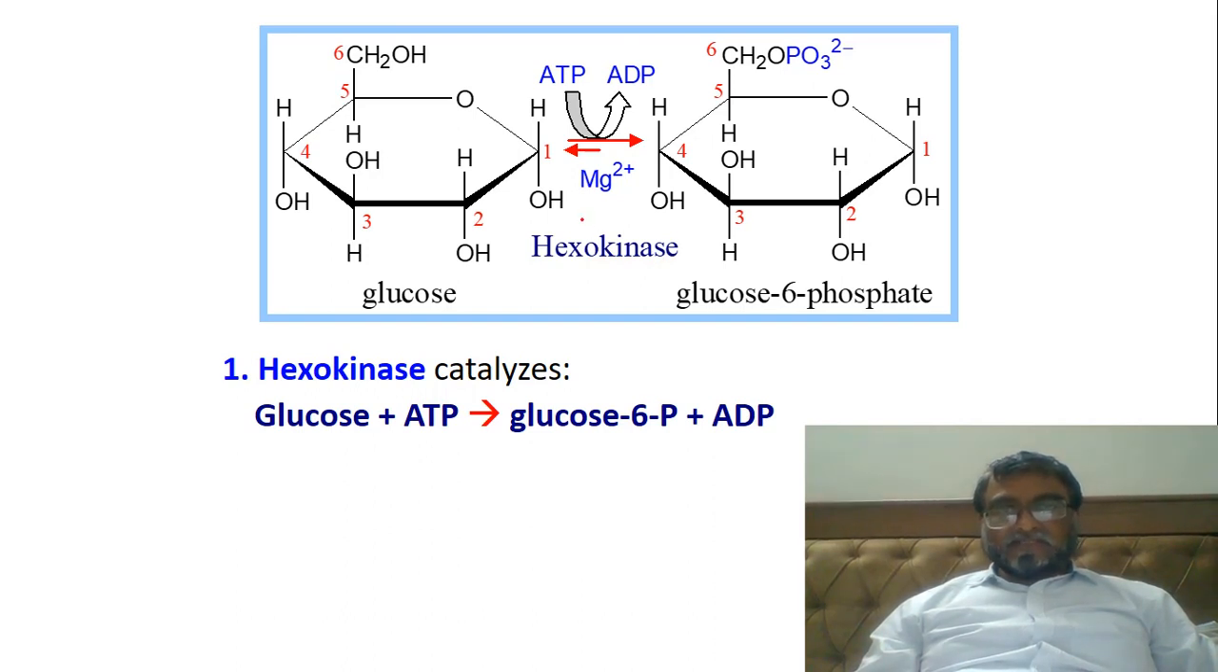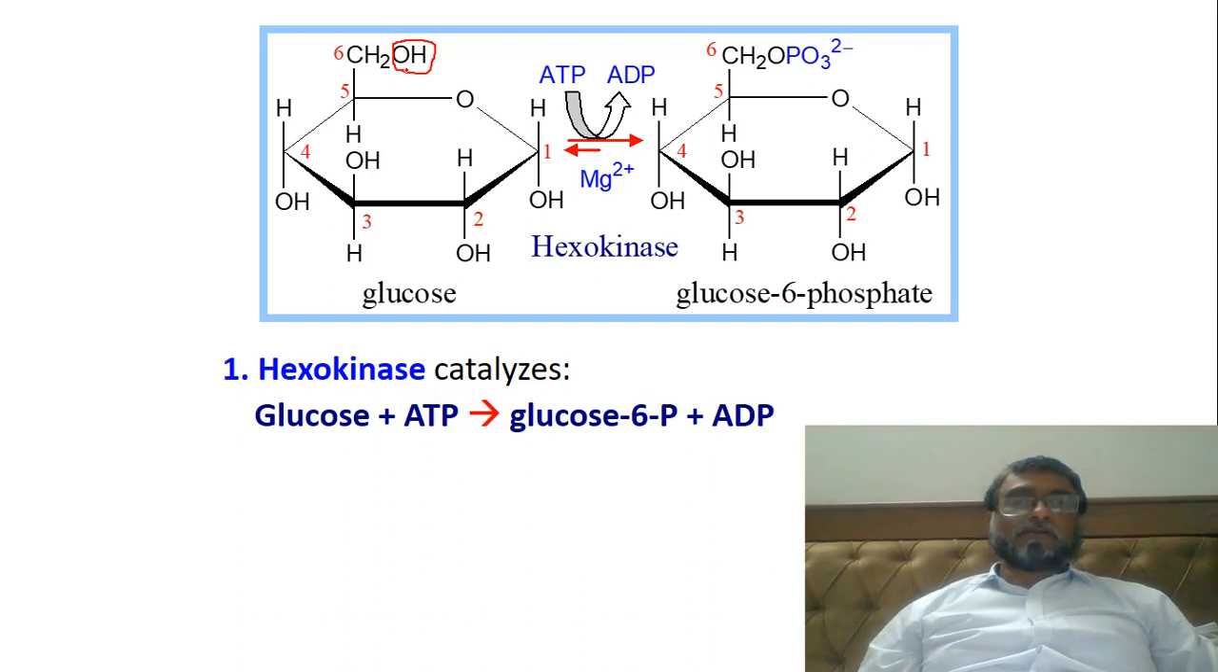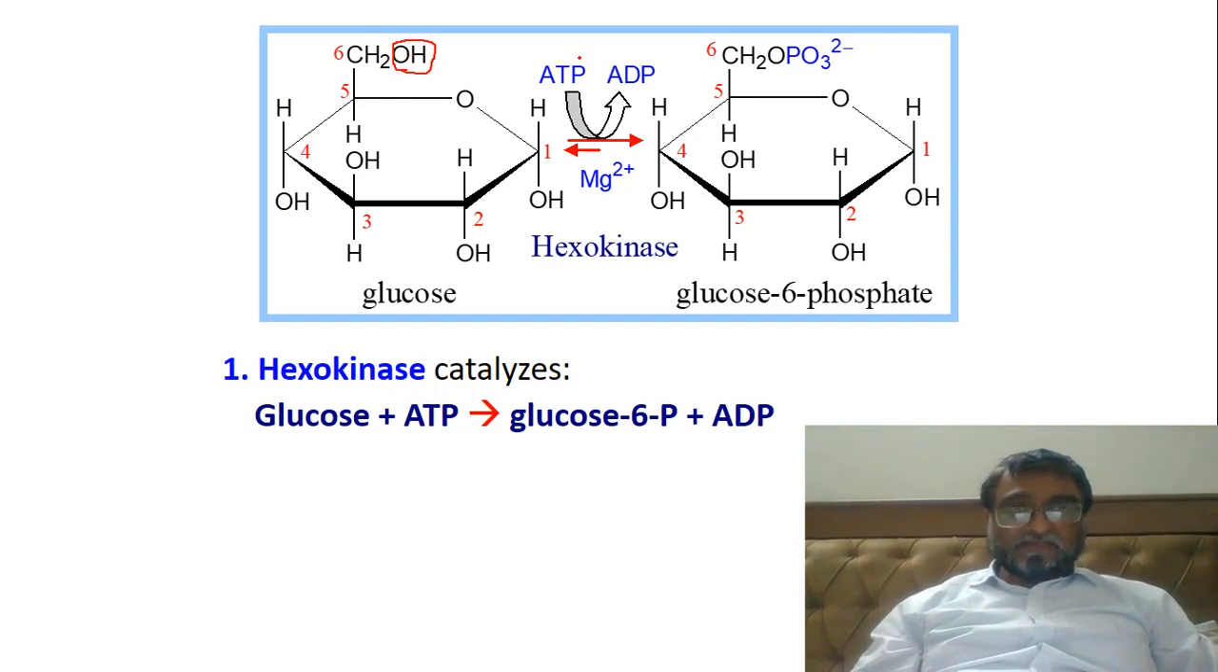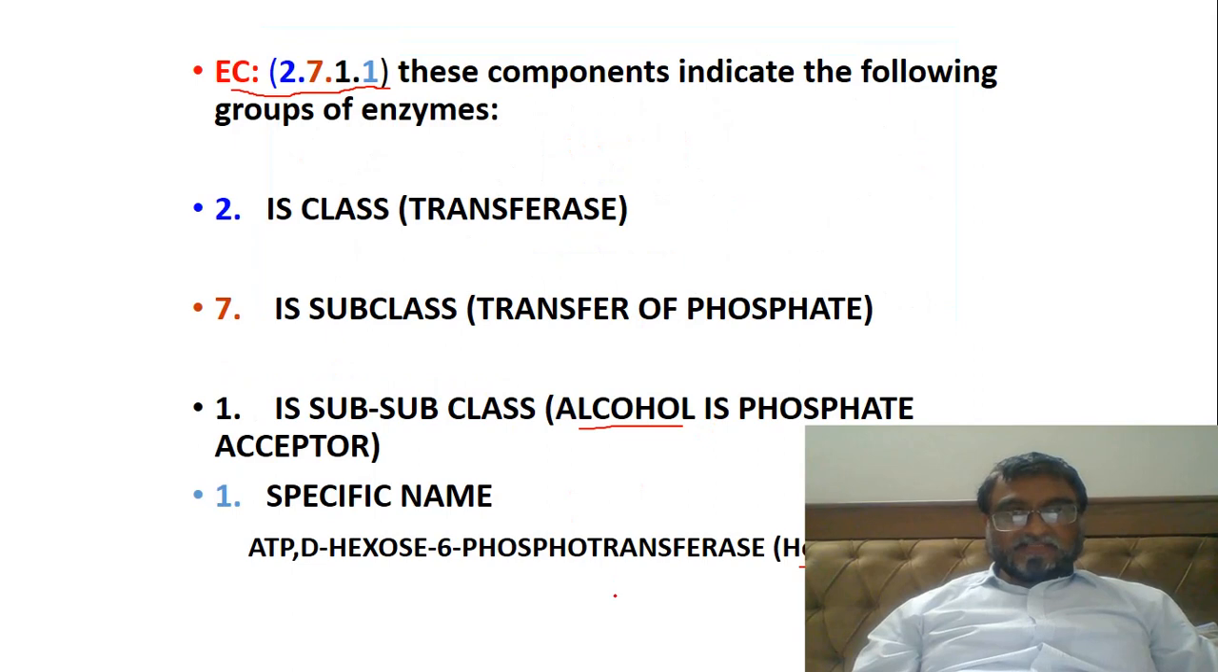So you can see this alcohol group. The phosphorus is going to transfer at that point. This is the alcohol group, and the phosphorus is going to transfer to that. Where is this phosphorus coming from? That is coming from the ATP. So this phosphorus is transferring to the OH alcohol group, and hexokinase is transferring this phosphorus to this one. So we can see here it's a transferase.